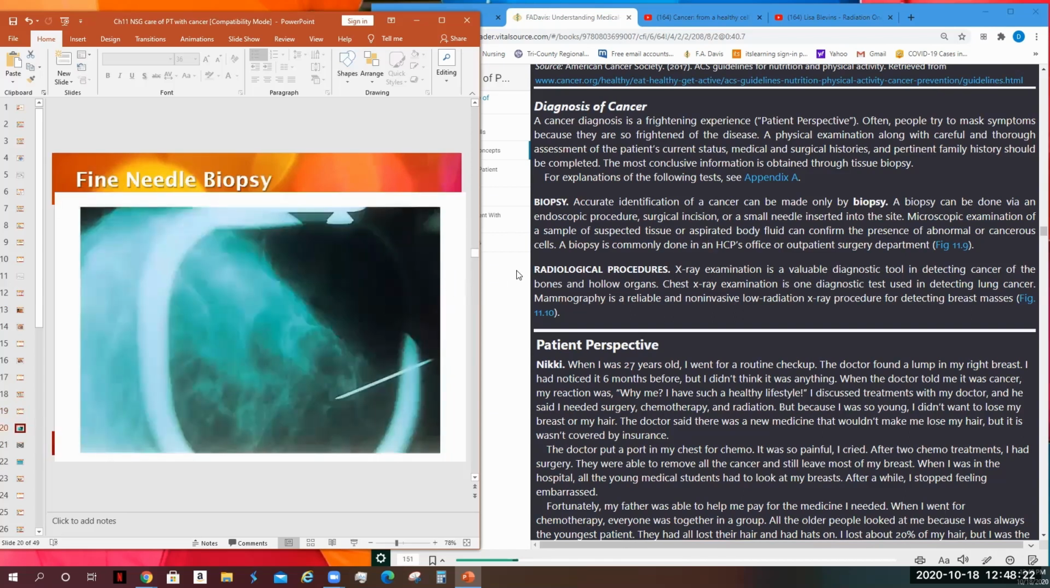A microscopic examination of a sample of suspected tissue or aspirated body fluid can confirm the presence of abnormal or cancerous cells. A biopsy is commonly done in an HCP's office or an outpatient surgery department.